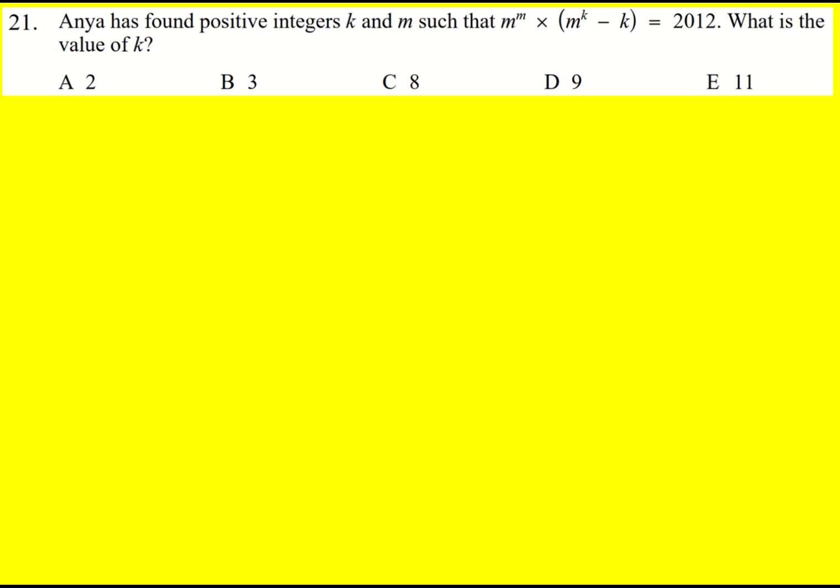And it has found positive integers k and m such that m to the m times m to the k minus k is 2012. What we've actually got here is a product of two numbers that give 2012. So the first thing to do is to write 2012 as a product of prime factors.